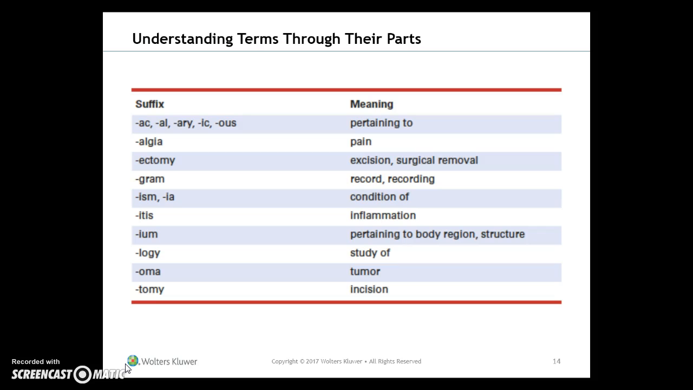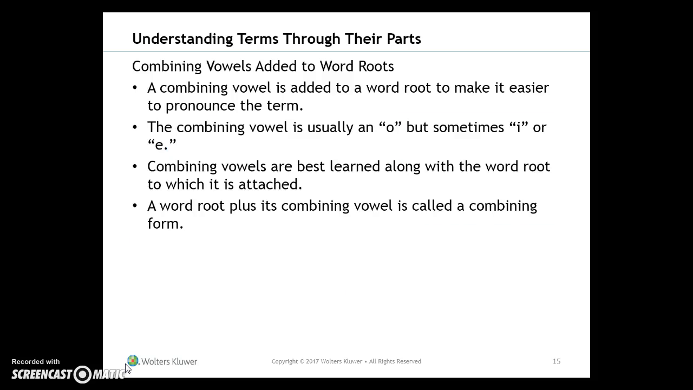So -ac is pertaining to, -algia is pain, -ectomy is the excision or surgical removal, -gram is a record or recording, -ism or -ia is a condition of, -itis, we talked a lot about that already, is inflammation, -eum pertaining to body, region, or structure, -logy the study of, -oma a tumor, and -tomy an incision. So get really familiar with those because we're going to see those in every chapter of this book. So I'm going to pause here. Well, I'll try to finish in a short amount of time.